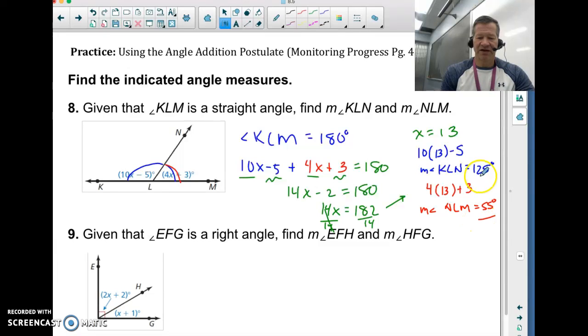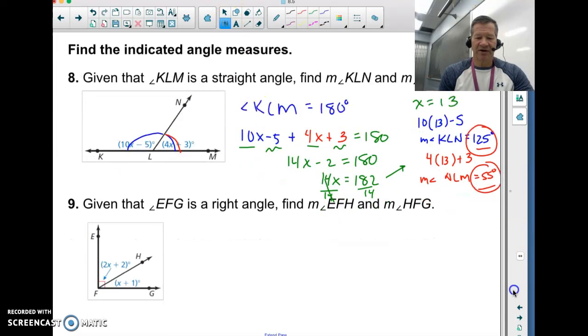And of course, these two angles add up to 180, so I can tell they're right. These are my answers right there. Those are the two answers they wanted. All right, let's go to the second problem here.